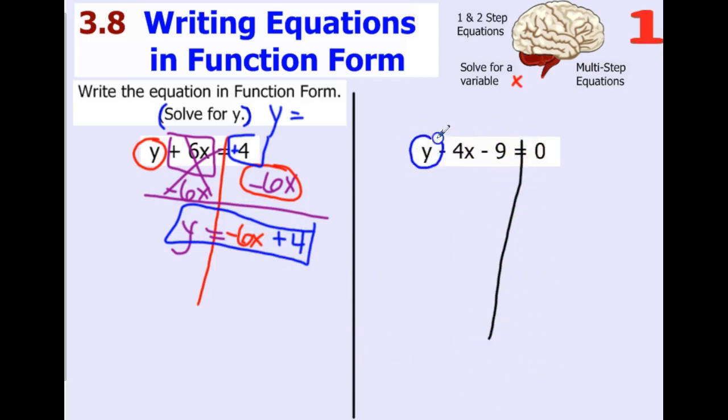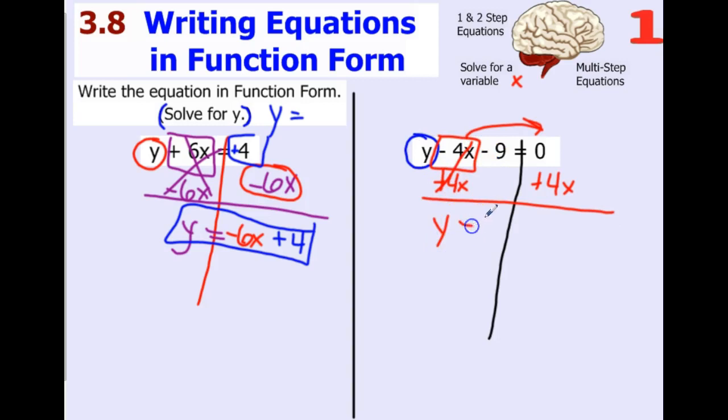We want y all by itself. We need to move whatever is on the same side as the y to the other side. So it doesn't matter which one you move first. I'm going to move the 4x. It's a negative 4x, so to move it over to the right, I need to add 4x. So we have y. We also have a minus 9 over here. And 0 plus 4x, 0 is just 0, so we just have 4x. If you want to write plus 0, you can.